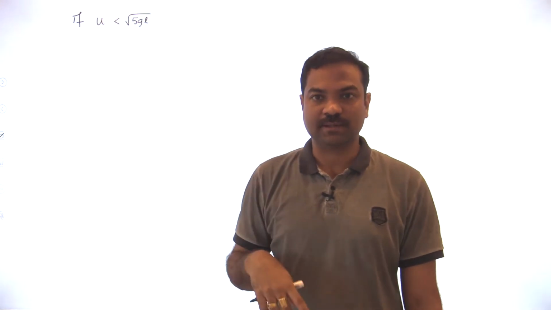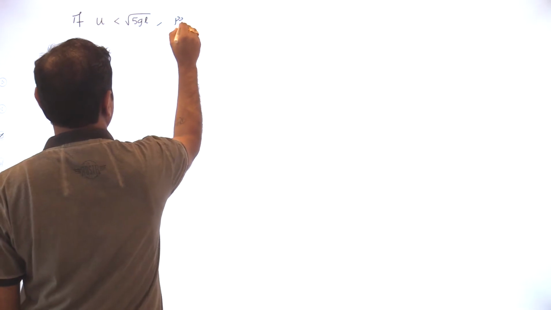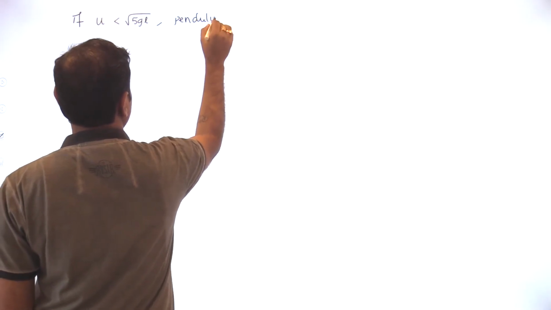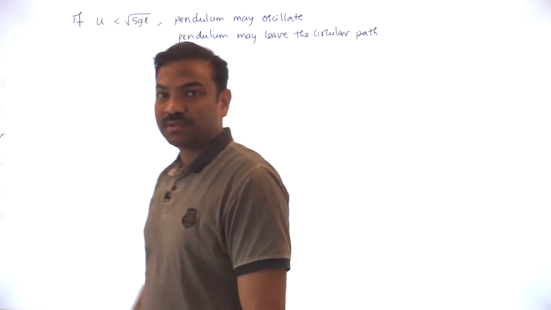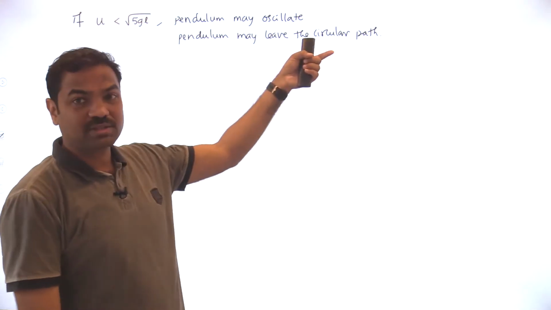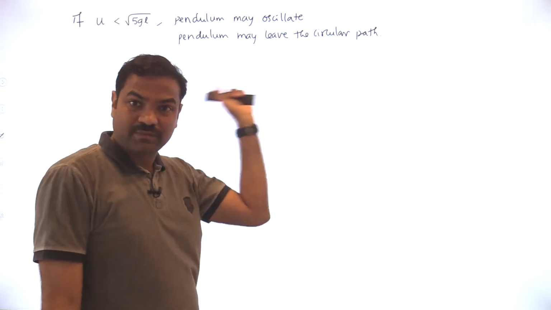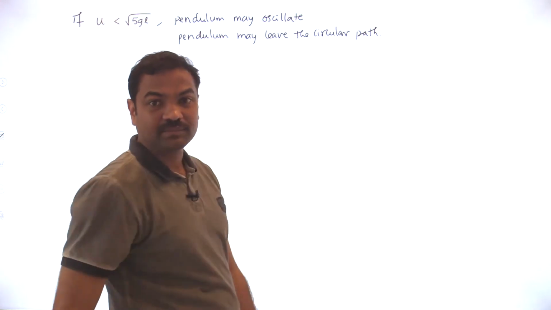It will complete the vertical circle. If it is less than root 5 gl, then what happens? Two choices. One, the pendulum may oscillate, or the pendulum may leave the circle. So now we want to see at what velocities the pendulum will oscillate and at what velocities it will leave the circular path. I want to see what happens for velocities less than root 5 gl.